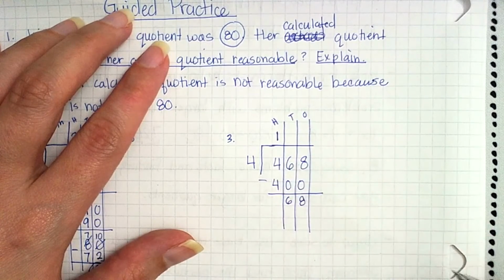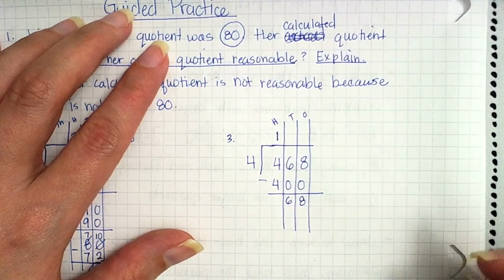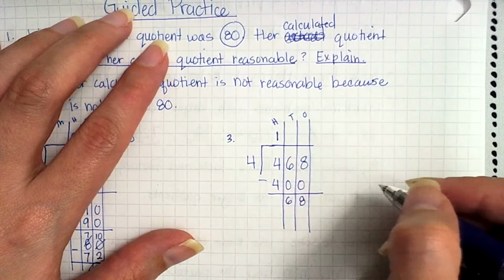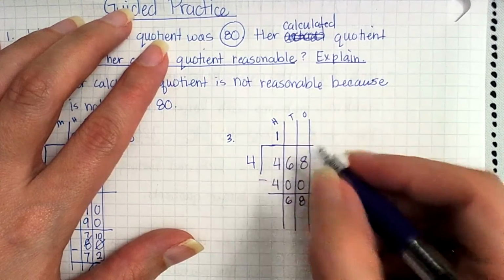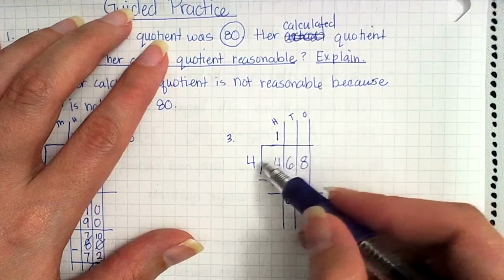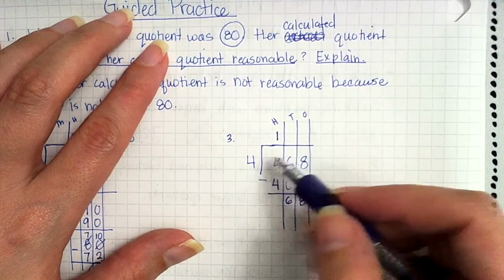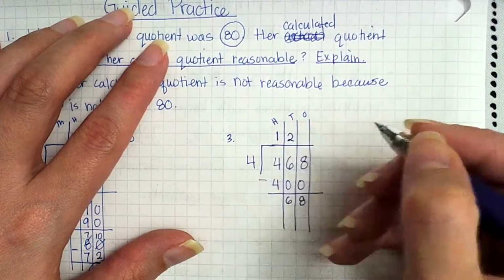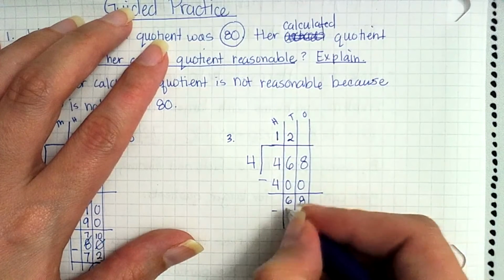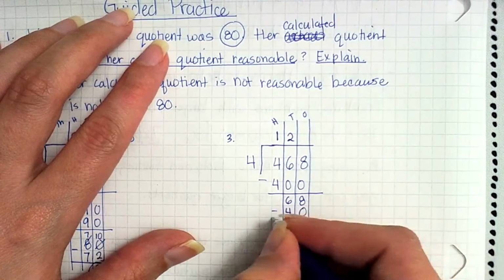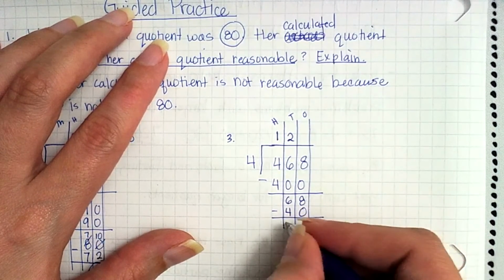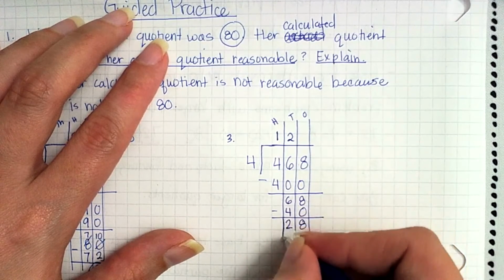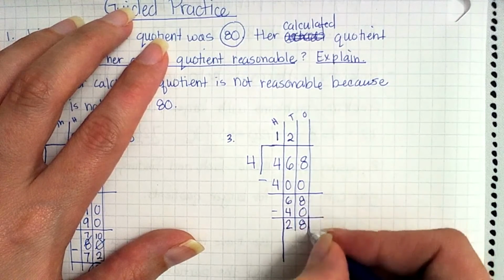Now 4 goes into 68 how many times? Let's think. We know it goes into it at least 10 times, right? Since we're working the tens place. 10 groups of 4 is 40. I can't do 20 groups of 4 because that's going to be 80. So I'm going to put a 2 in my tens place, subtract off 40, and that's going to give me 28. I need to extend my lines down a little bit.